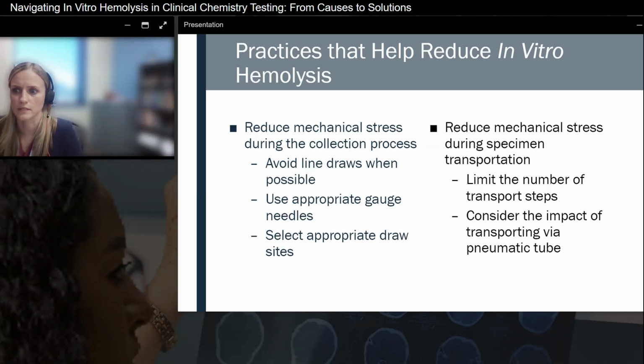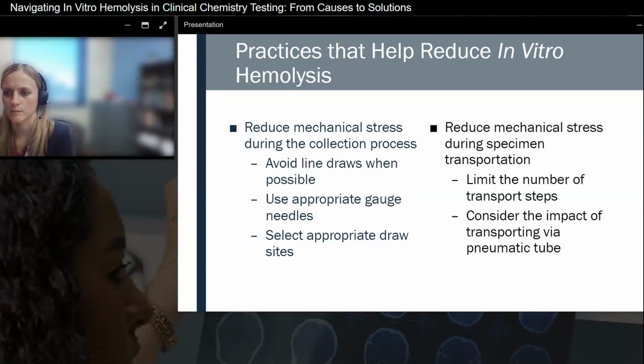Because in vitro hemolysis accounts for more than 90% of hemolyzed specimens in the laboratory, and samples with in vitro hemolysis do not represent the clinical picture of the patient, there are many well established practices that help reduce in vitro hemolysis. Most revolve around reducing the mechanical stress that is put on the specimen. And that includes a large focus on the specimen collection process as well as the specimen transportation process.